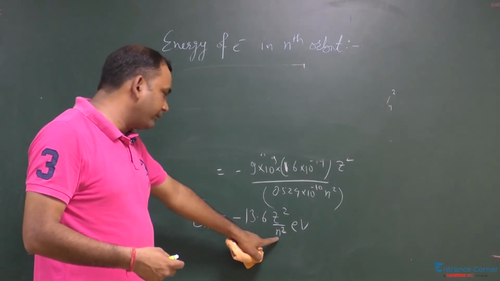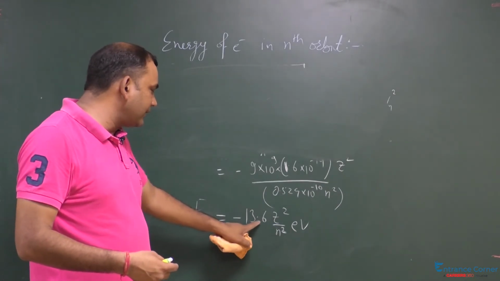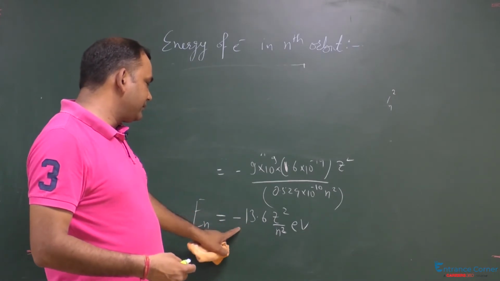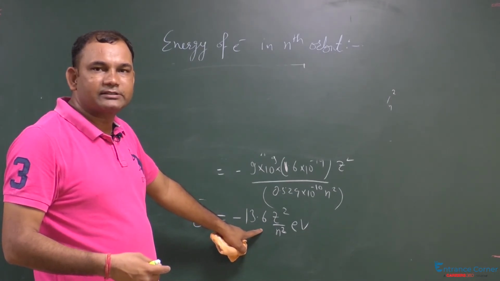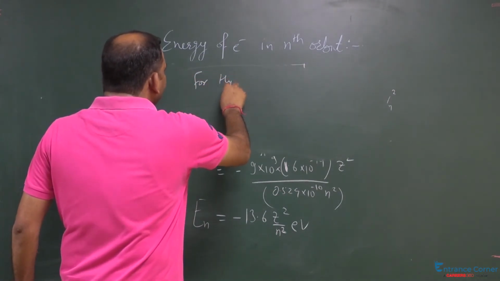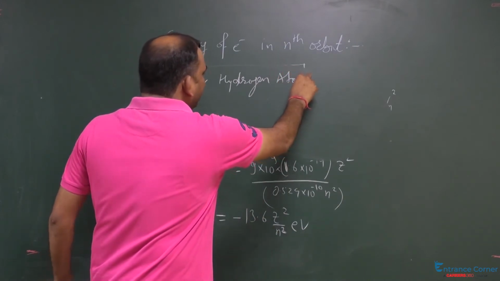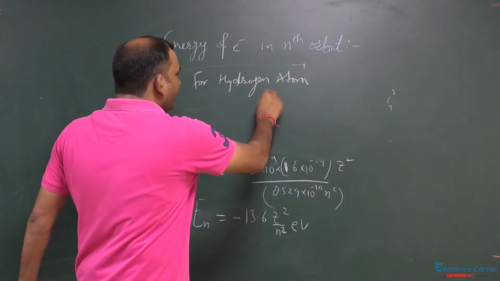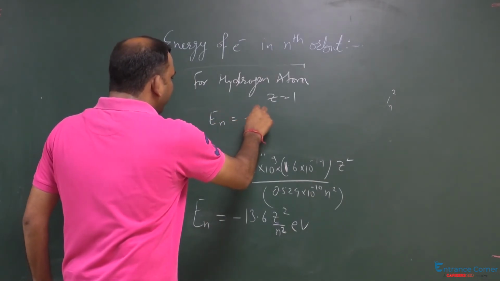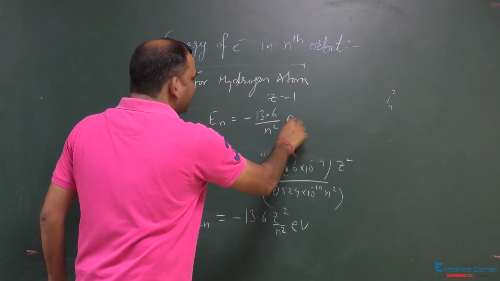So, for the first orbit it is minus 13.6, and for the second orbit it is minus 13.6 upon 4, which is greater than minus 13.6, so it increases. For the hydrogen atom, what is the value of Z? Z is 1. So, En is equal to minus 13.6 by n square electron volt.